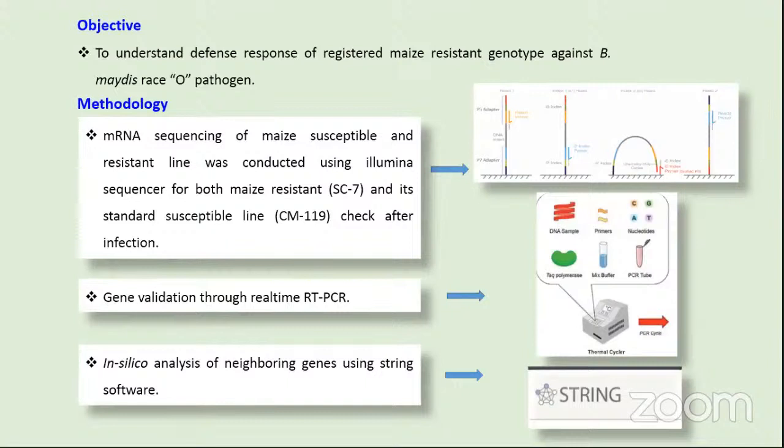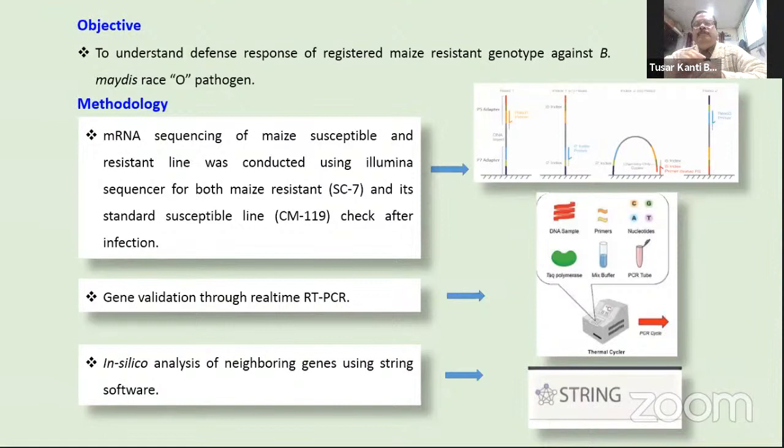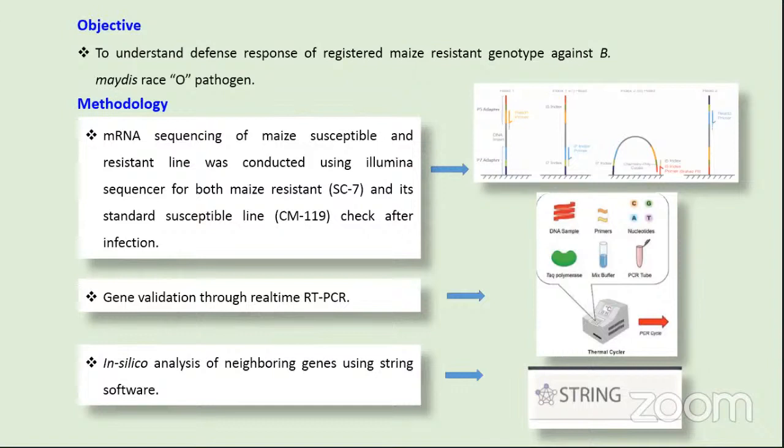Unlike race T, where single resistance genes have been reported and many breeding programs have been conducted to develop a highly resistant variety against race T. So we were interested in finding out the key features of SC7 at the molecular level, because it is unknown what makes it a resistant variety. And in this part of my work, we were interested in looking at the signaling behavior of SC7 when it is exposed to biotic stress such as Bipolaris maydis.